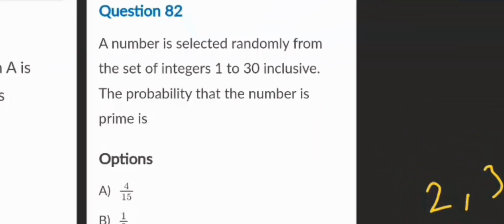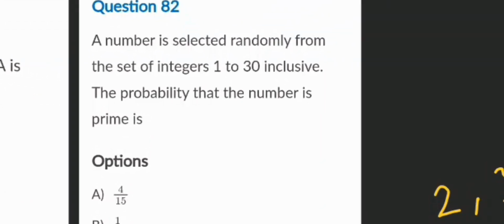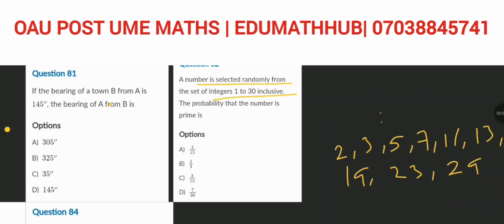So for this next question, we are told that a number is selected randomly from the set of integers 1 to 30 inclusive. The probability that the number is prime is, we have to pick the prime numbers from 1 to 30. So from 1 to 30, we have 30 numbers there. Okay, so our final answer should be over 30. That's the sample space, the total number of options that we have. Now, what are the prime numbers from 1 to 30?